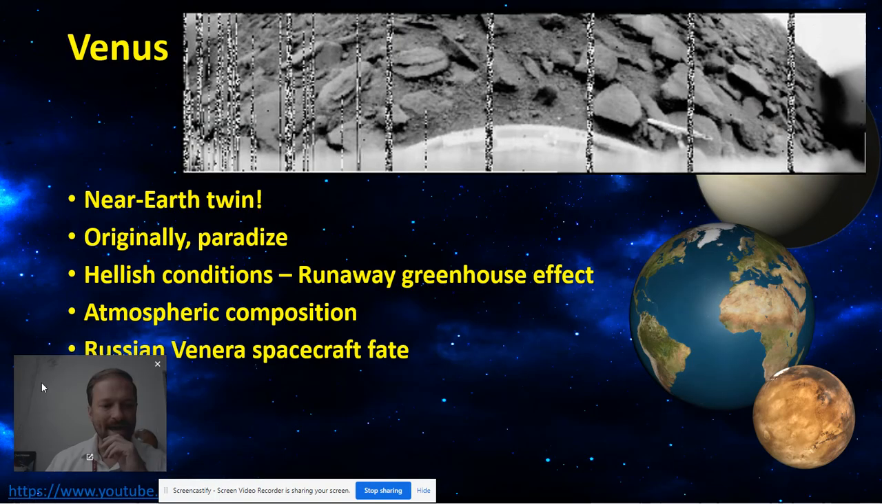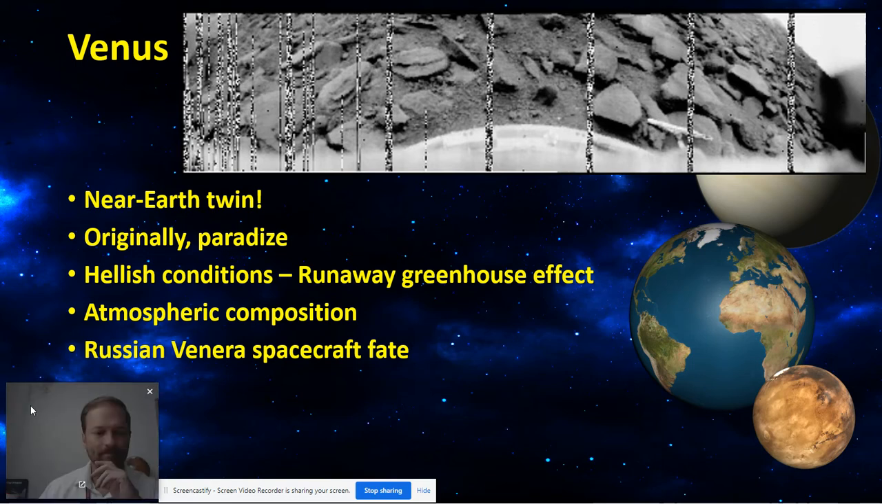Venus is a near Earth twin. Similar size, similar mass, right? And they believe that once upon a time it was beautiful, had oceans crashing against beautiful shorelines. But something happened, and more carbon dioxide got dumped into its atmosphere to the point where it heated up and it got hotter and hotter on the surface until it is hot enough now to melt lead.